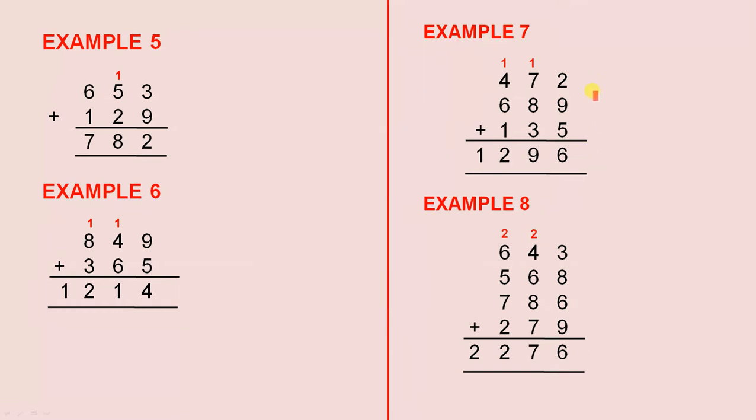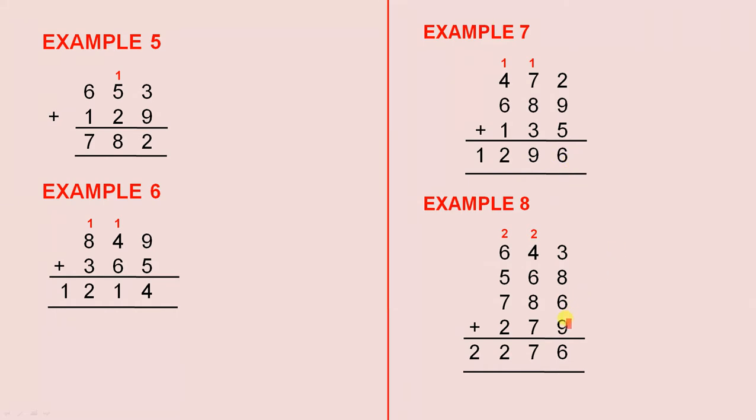Example 7, 5 plus 9 plus 2 gives us 16. Put the 6 there and the 1 in the tens column. 3 plus 8 plus 7 plus 1 gives us 19. The 9 goes there in the tens column, and that 1 goes in the hundreds column, because that's actually 100. 1 plus 6 plus 4 plus 1 is 12, so the answer is 1,296.